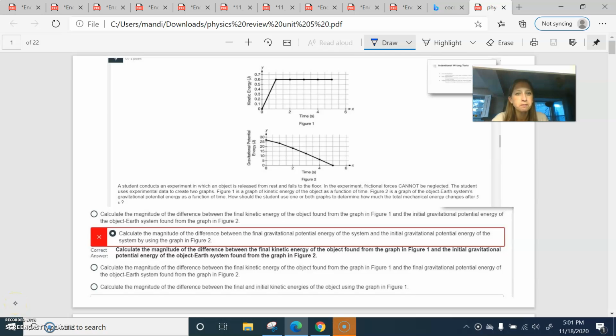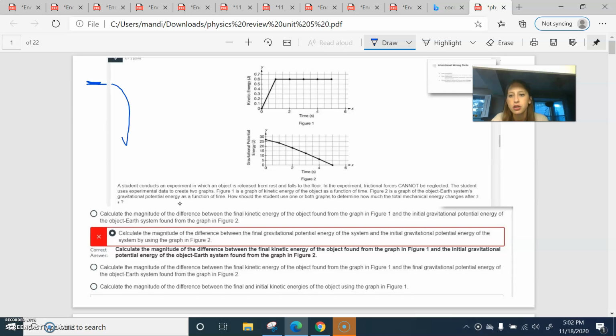Hi, hello. A student conducts an experiment. An object is released from rest and falls to the floor. So it starts up high, and then it falls to the floor, down low. It's safe to say that we had gravitational potential up here and a lot of kinetic down here.